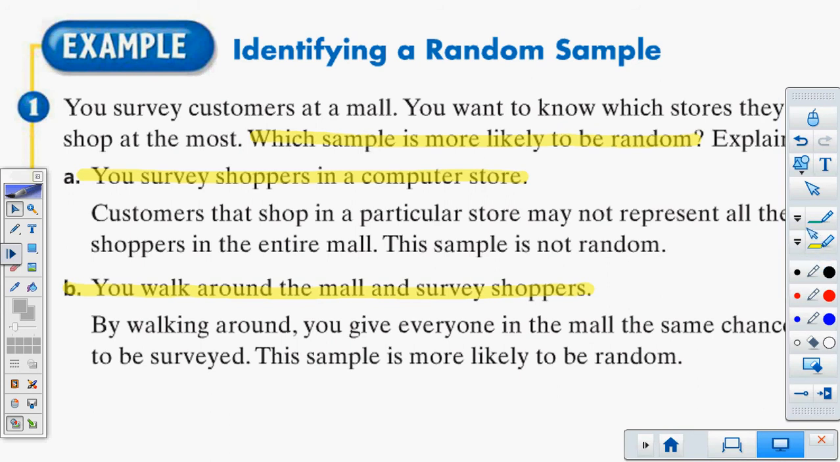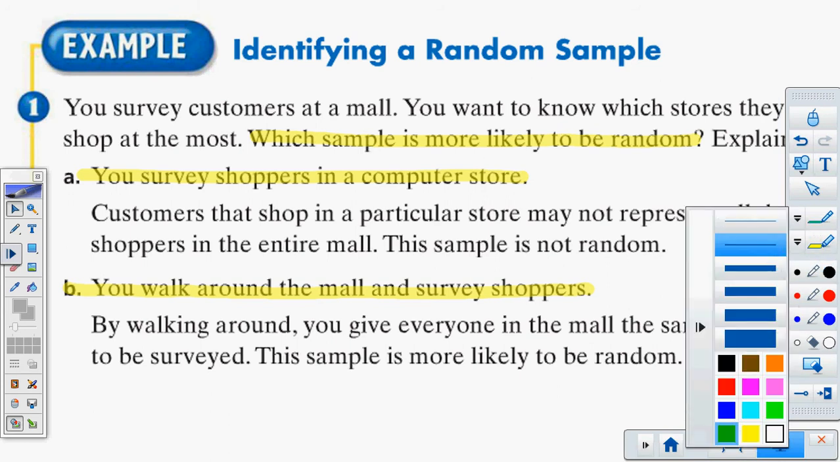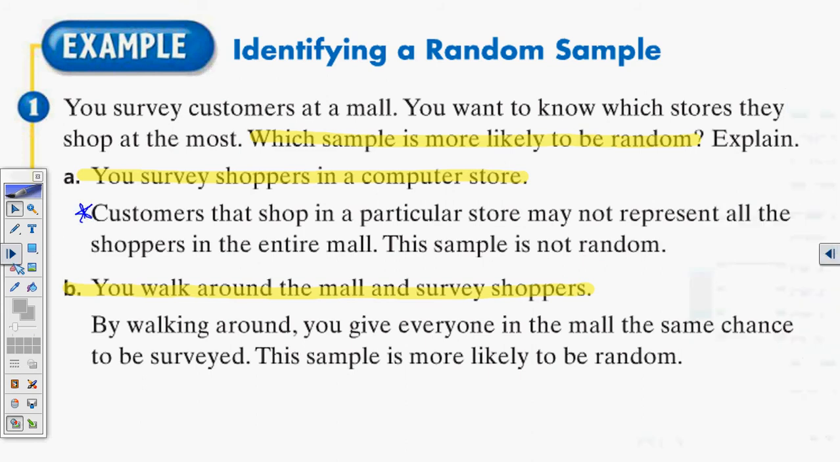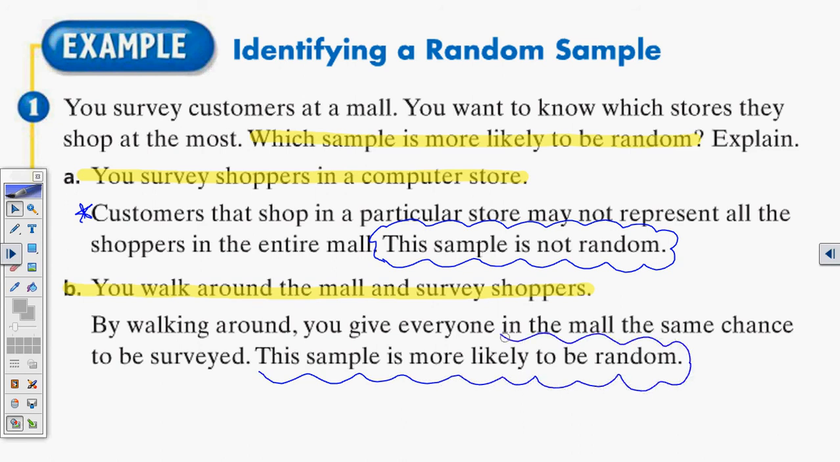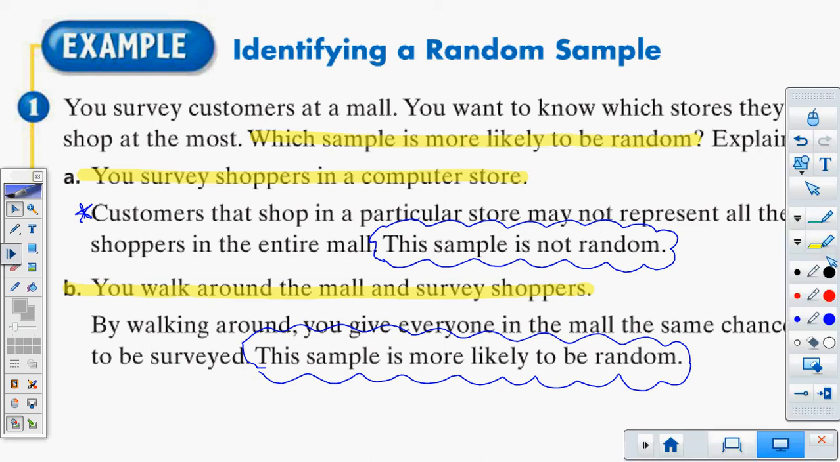Now think about it. If I just picked people at a computer store, that's not very random. It says right here, customers that shop at a particular store may not represent all the shoppers in the entire mall. This sample is not random, because you're only asking people in the computer store. However, if you walk around the mall and survey shoppers just in general, you give everyone in the mall the same chance to be surveyed. This sample is more likely to be random.